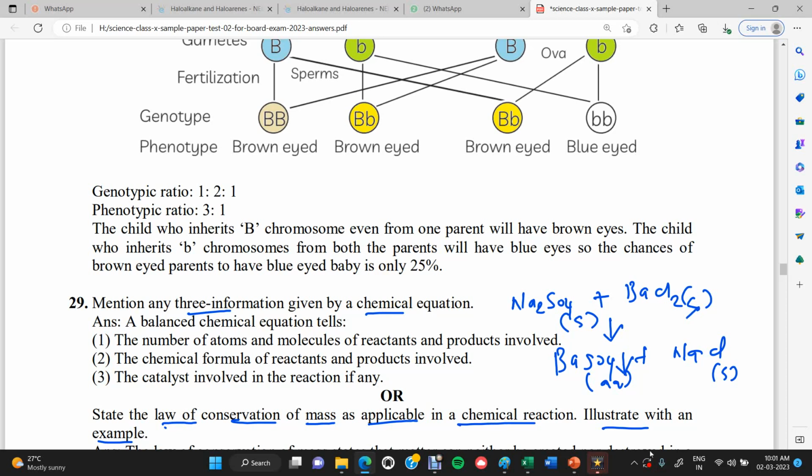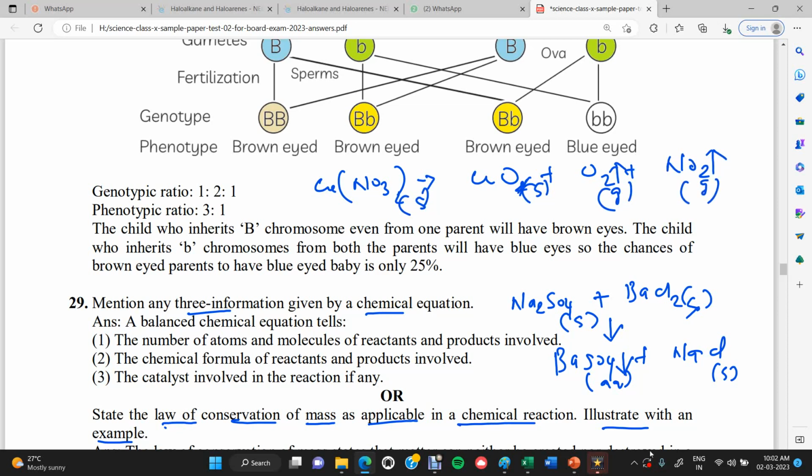Let us have one more equation like this. That is, Cu(NO3)2 gives CuO plus O2 plus NO2. Here the O2 and NO2 are gases and CuO is a solid. This is a solid, this is a solid, this is a gas and this is a gas.